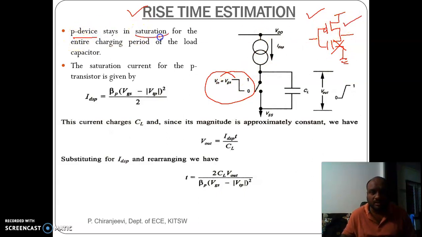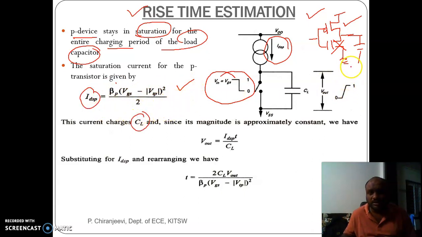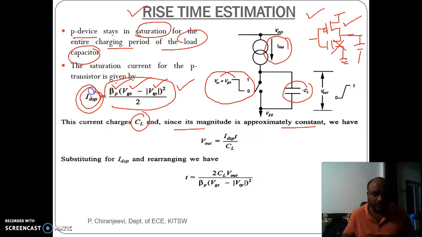So the P device stays in saturation for the entire charging period. Here at the output we have a capacitive load, the charging period of the load capacitor. In this case, the saturation current of the P device, as we know, the expression is given by beta times (VGS minus VT) whole square by 2, general equation. So this current charges the capacitor CL, the load capacitor. Since its magnitude is approximately constant, beta is constant, VGS is constant, VTP is constant, so this current which is charging the capacitor CL is constant.